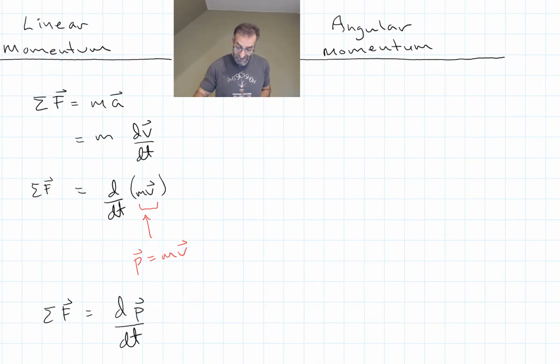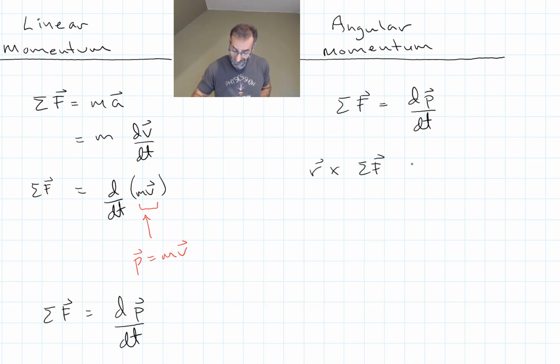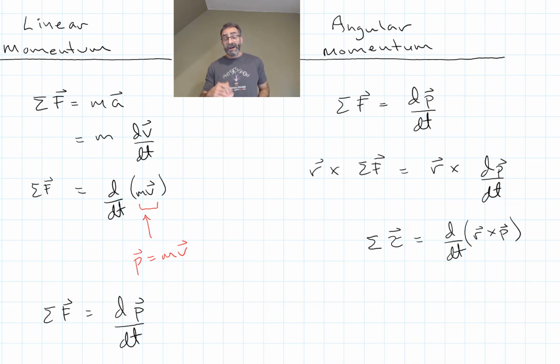So if we start with that, and we do some mathematical manipulation, we go r cross F, r cross dp/dt, and we get on the left side of that equation r cross F, which is the torque, or in this case it's the net torque. And we can bring the r inside of the derivative, and we get d/dt of r cross p.